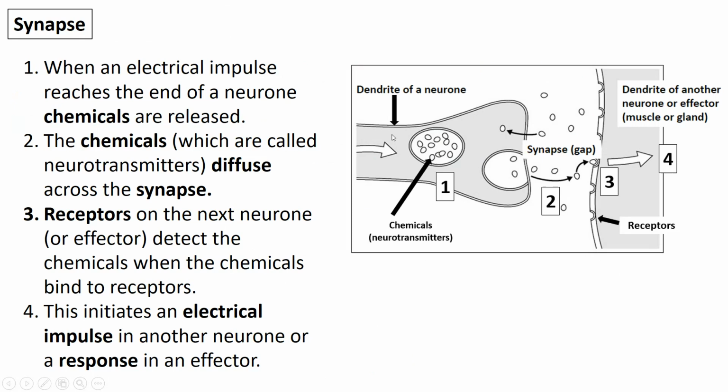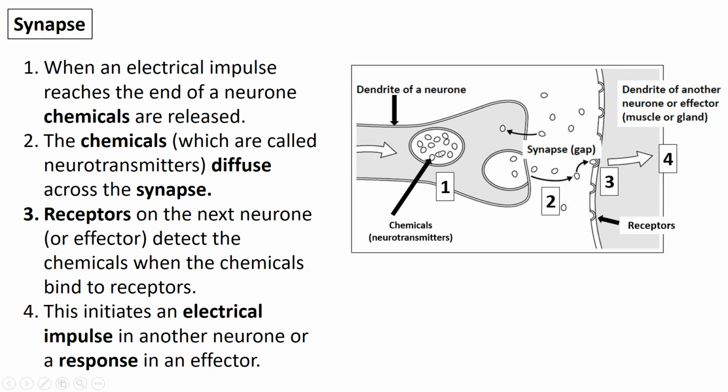So these end bits of the neuron are actually called dendrites. So this is the end of one of those branches of those neurons, just here on the diagram. And then this other one could be a dendrite of another neuron, or it can be actually the muscle or gland, the effector itself, where the synapse goes. So this is the pathway of what happens.